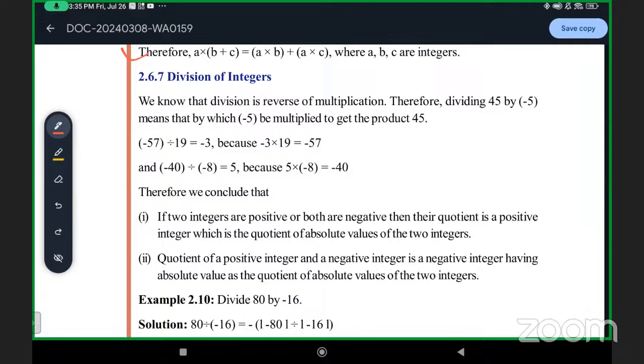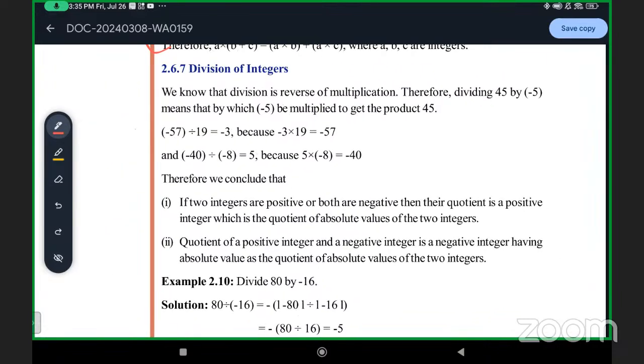Then comes the division of integers. Now what happens in division: if two integers are both positive or both negative, then their quotient is a positive integer, which is the quotient of the absolute values of the two integers. Look at this: 6 divided by 2, both are positive. Minus 6 divided by minus 2, both are negative. So in the first case, what will be my answer?